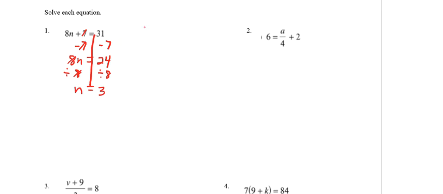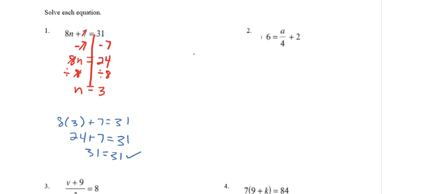And you can, as always, check to see if your answer is right. So 8 times 3 plus 7 equals 31. 24 plus 7 equals 31. And then 31 does equal 31. So you did the right thing.